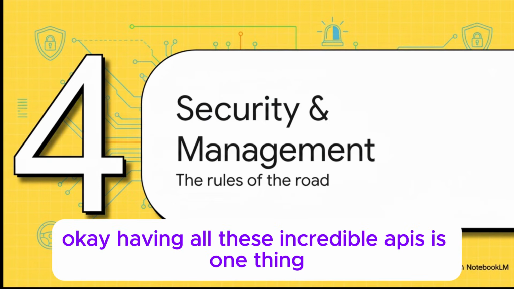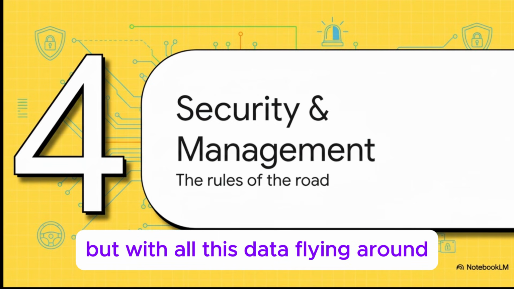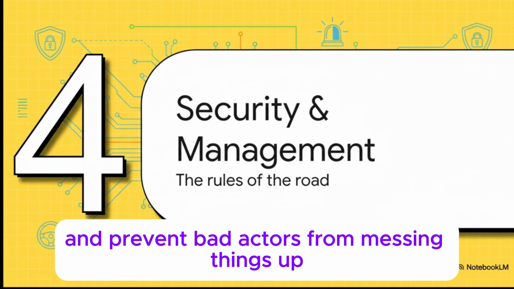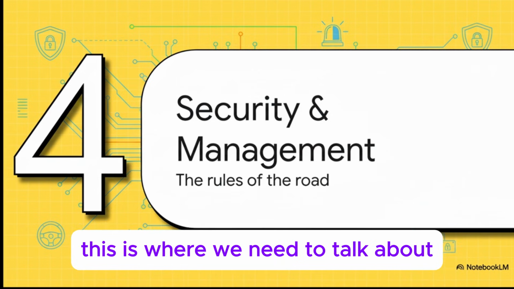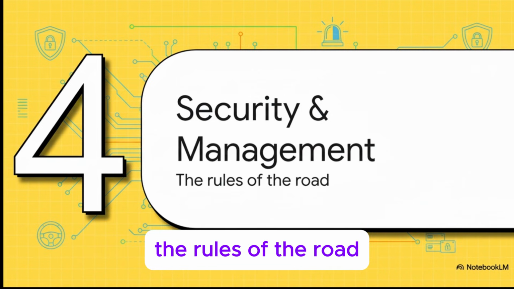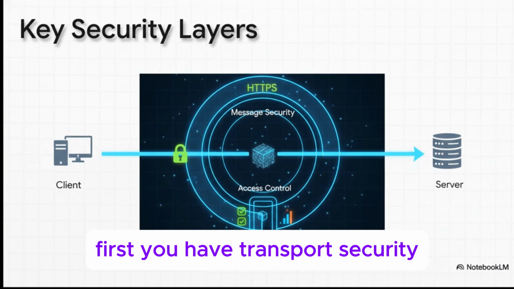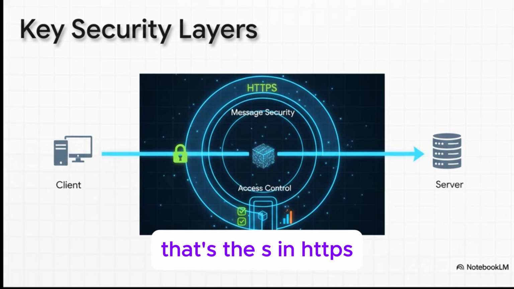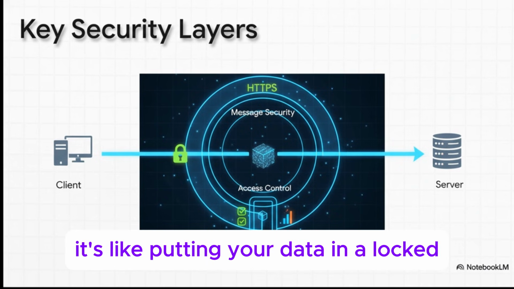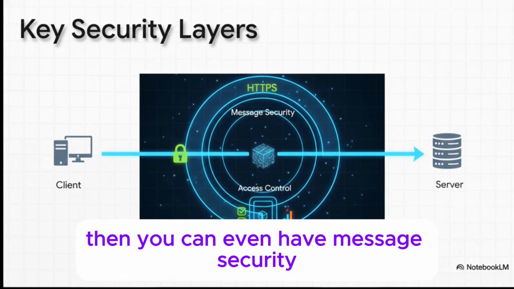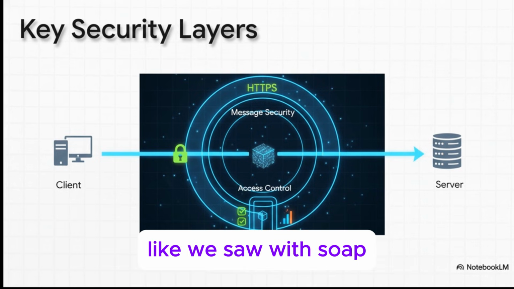Okay, having all these incredible APIs is one thing. But with all this data flying around, how do we keep it all safe and prevent bad actors from messing things up? This is where we need to talk about the rules of the road. Security really comes in layers. First, you have transport security. That's the S in HTTPS. It's like putting your data in a locked armored truck while it's in transit. Then you can even have message security, where the message itself is encrypted, like we saw with SOAP.